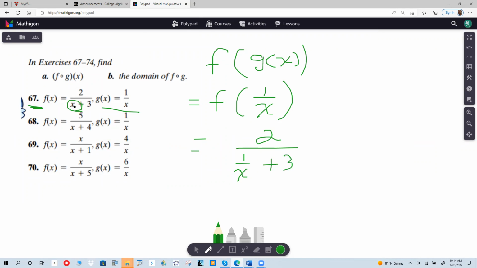So see what I did. Instead of this x, I wrote 1 over x. So far, so good. Okay, I found it, I'm done. And you have to write it nicely. But I have to find the domain, number one.